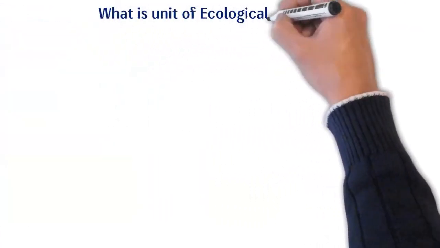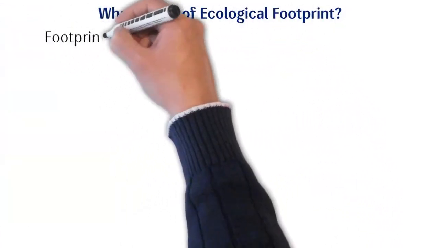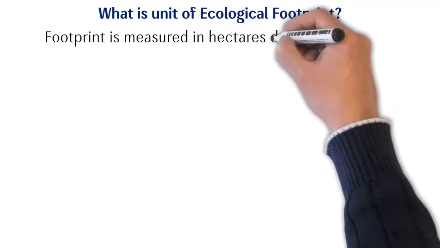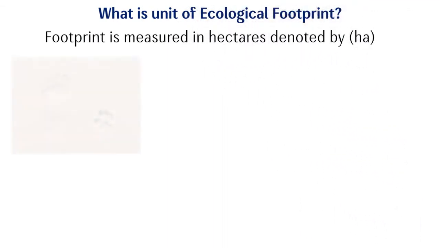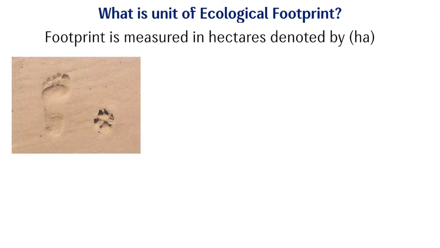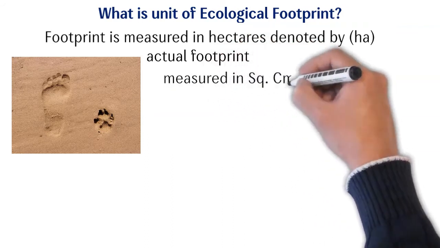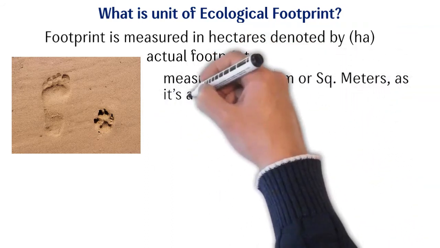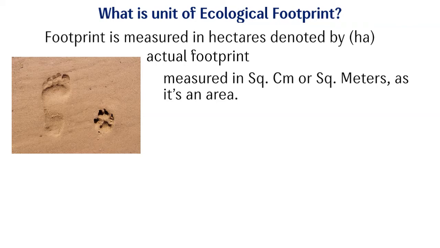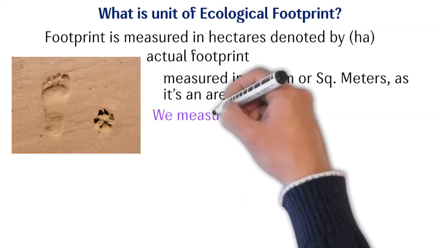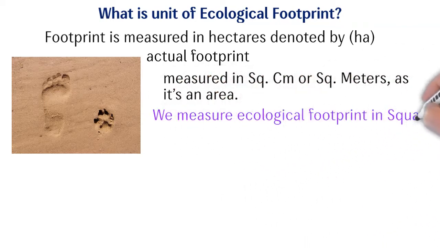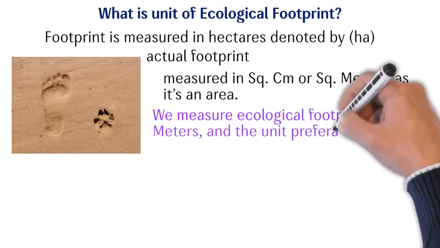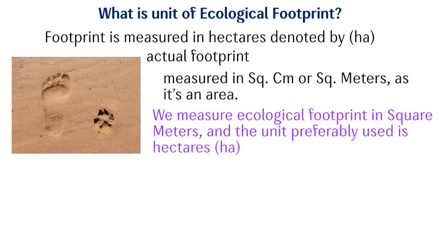What is the unit of ecological footprint? Footprint is measured in hectares, denoted by small ha. As we can imagine, our actual footprint, meaning the area covered with our foot while standing, has to be measured in square centimeters or square meters, as it's an area. In the same manner, we measure ecological footprint in square meters, and the unit preferably used is hectares.